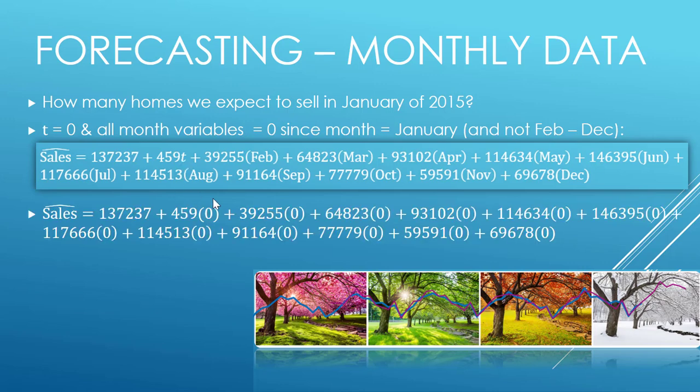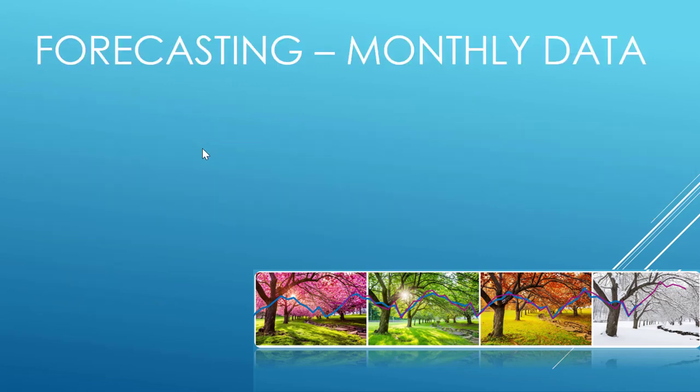Guess what we're going to get? Well, we're going to put 0s for each of the variables, and we're just going to be left with the 137. Well, guess what that is? That's our y-intercept. So that's another way of making sense of the y-intercept. And that's why I like starting my coded variable at 0, so that my y-intercept is exactly the same as my first month of data in this case, or my first time period of data. Okay, let's talk about forecasting into the future.